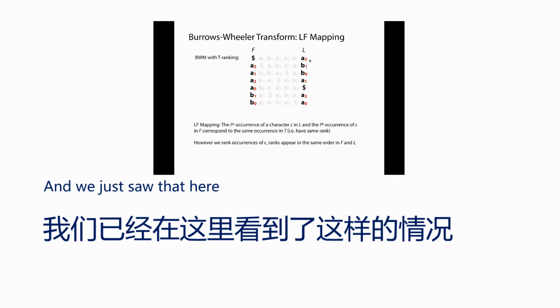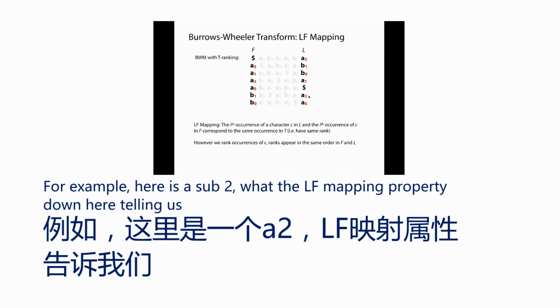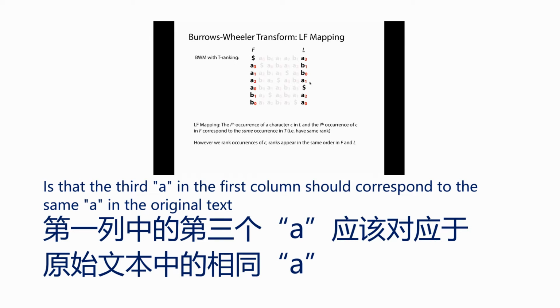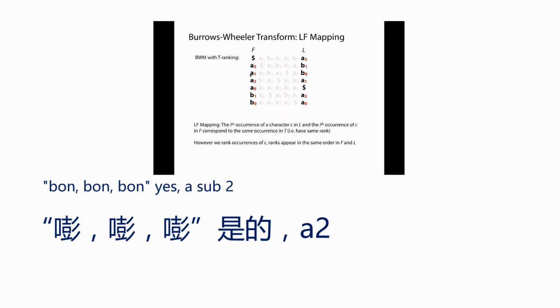And we just saw that here. But we can just sanity check that. So for example, here's A sub 2. What the LF mapping property is telling us is that the third A in the first column should correspond to the same A in the original text. In other words, it should have the same rank as this A here. Boom, boom, boom. Yes. A sub 2.